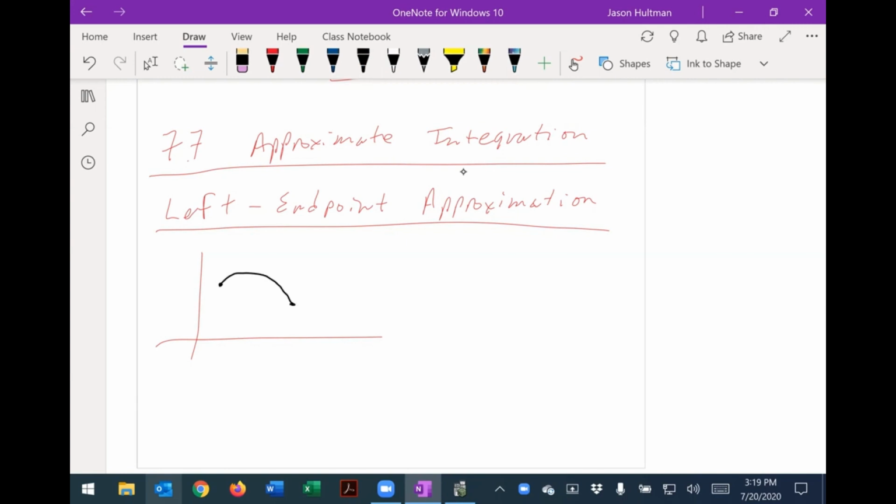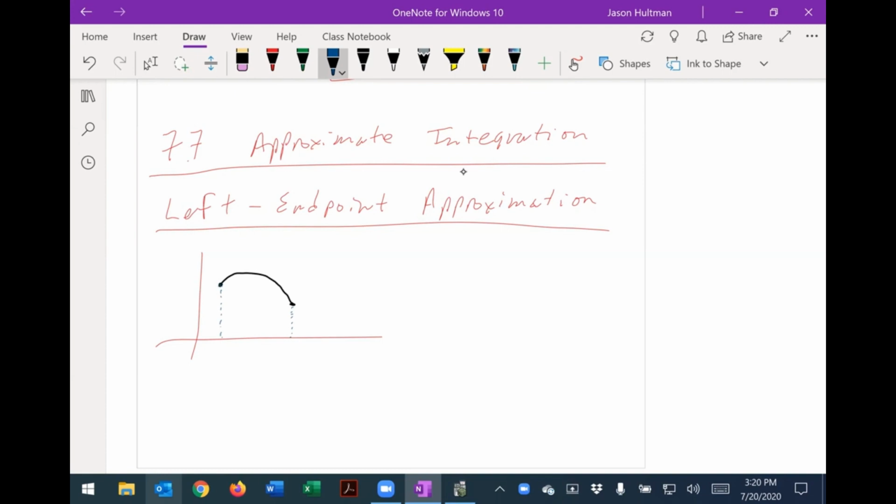Okay, so we want to do the approximate integration here. And so what we're gonna do is break this up into rectangles. We're gonna do rectangular integration, and so left endpoint approximation. I'm going to use the left endpoint as the height of my rectangles.